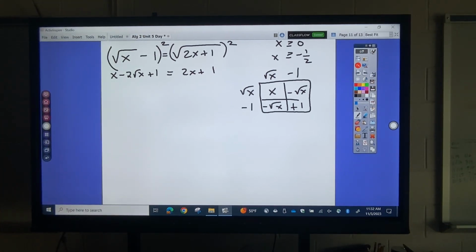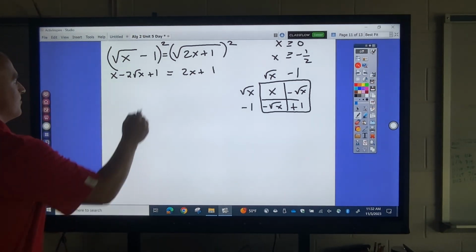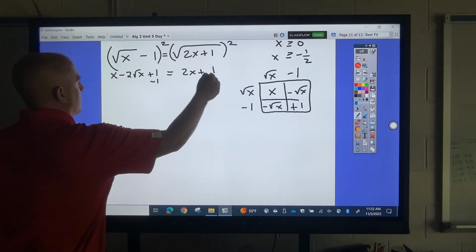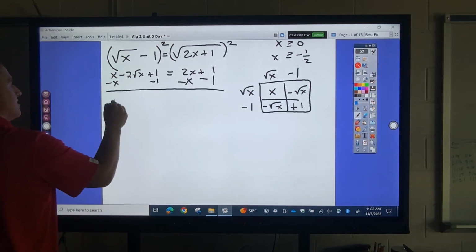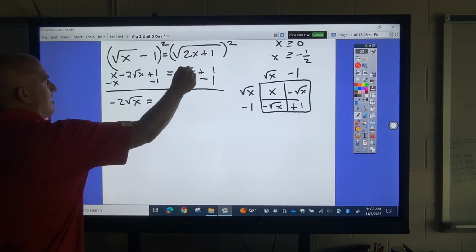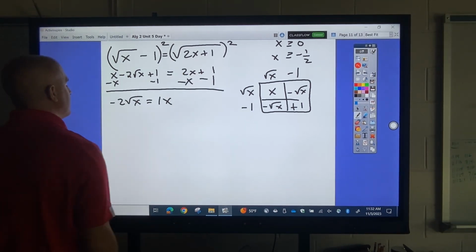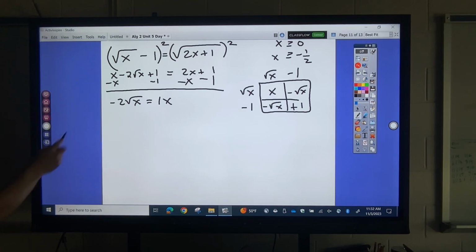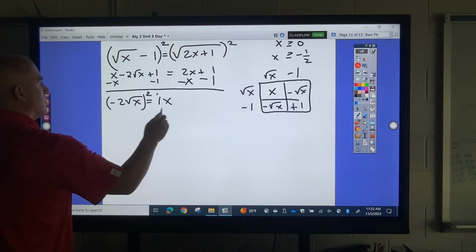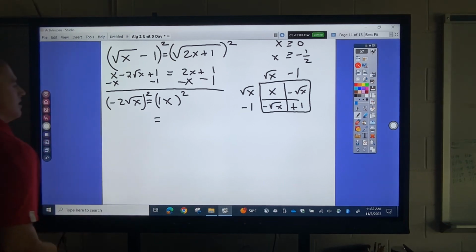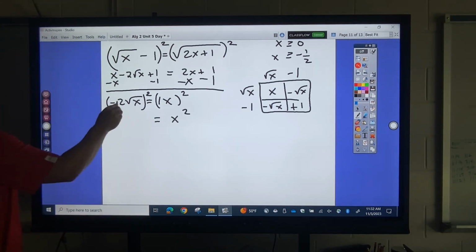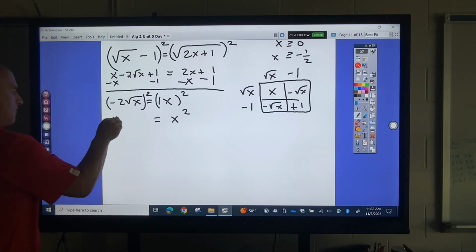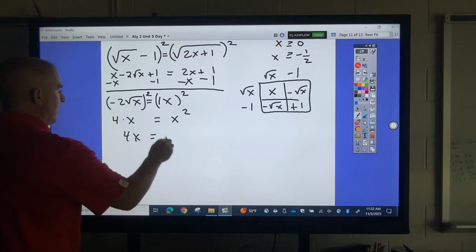Now, let's go ahead and move these over here. Okay, so I want to subtract 1 and I want to subtract x. So what I got here is negative 2 square root of x. Those combine to 1x, that would combine to 0. Now what I would want to do is square this. Okay, so that's going to be x squared. Negative 2 squared would be 4. This times this would be x. So I got 4x equals x squared.